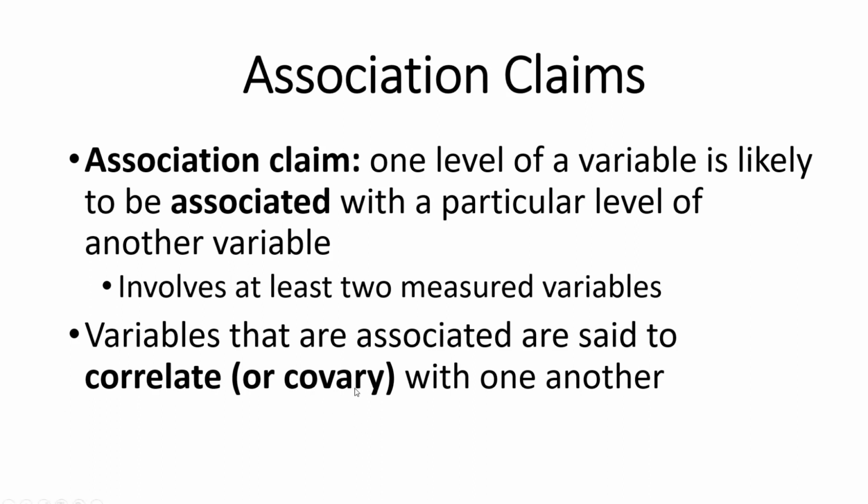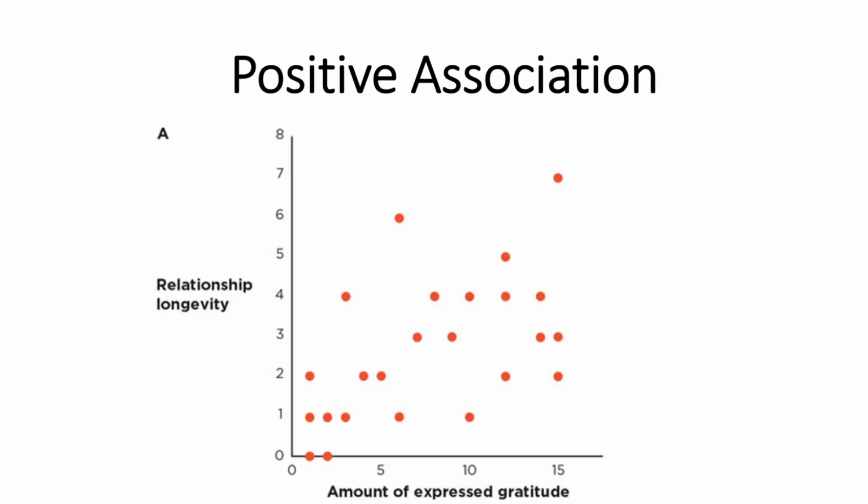And we can have a couple of different types of correlations or different types of associations. They can be positive, negative, or zero. And we can see a couple of visual examples about that on the next slide here.